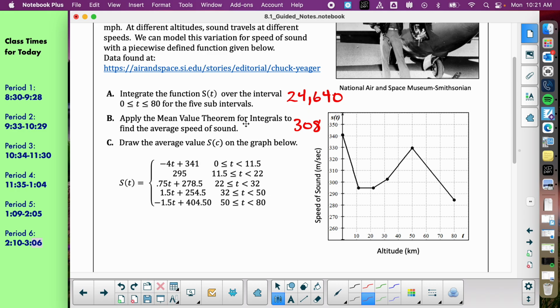To find the average value, which is B, what are we going to divide by? 80 is the width of this graph. It goes from 0 to 80. Or 1 over B minus A would be 1/80th of the answer. Okay, draw the average value on the graph. What? Wait, it's already drawn.